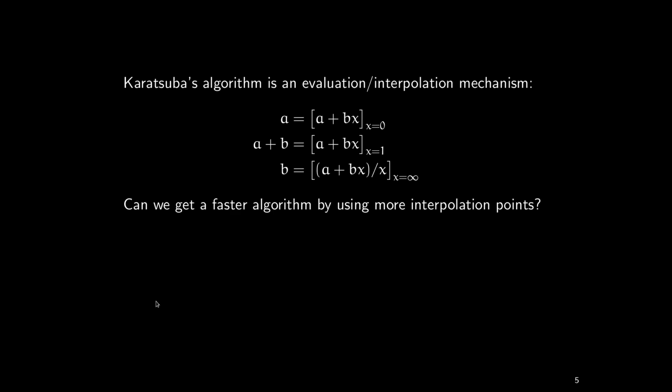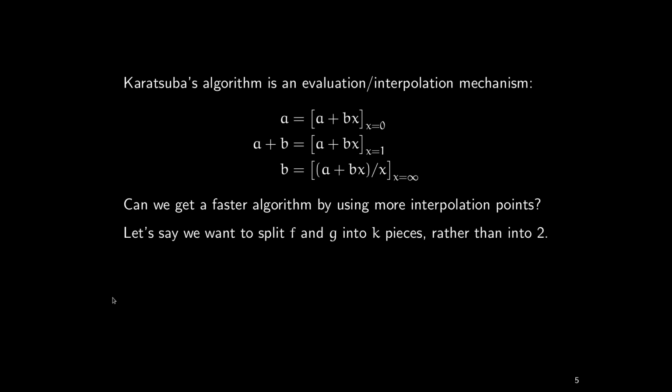And if Karatsuba manages to save a multiplication by this evaluation and interpolation idea, then maybe we can save more multiplications if we use more interpolation points. So let's see if this goes. That means we are going to design an algorithm that splits the 2 polynomials that we want to multiply into k pieces instead of 2 pieces. Okay? So in order to reconstruct a polynomial from interpolation points, you need as many interpolation points as the polynomial has a degree. Plus 1 or minus 1, never mind. So it's 2k minus 1 interpolation points.